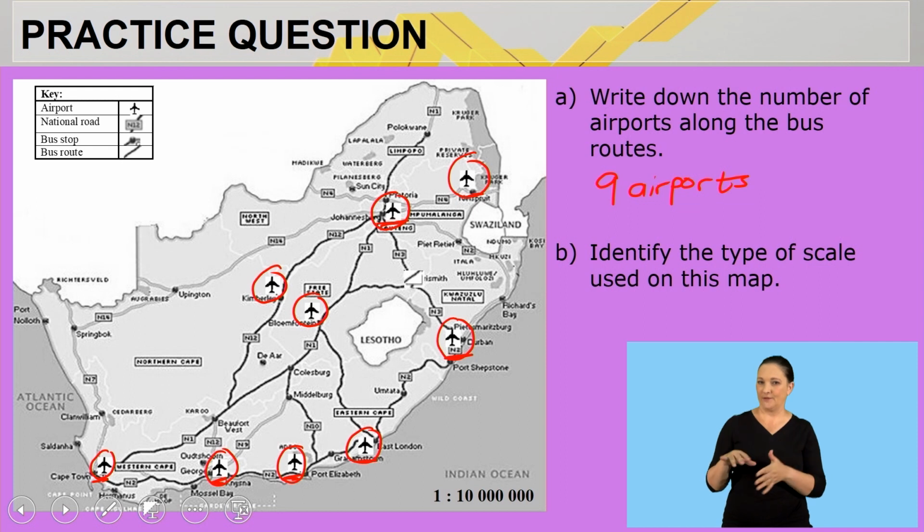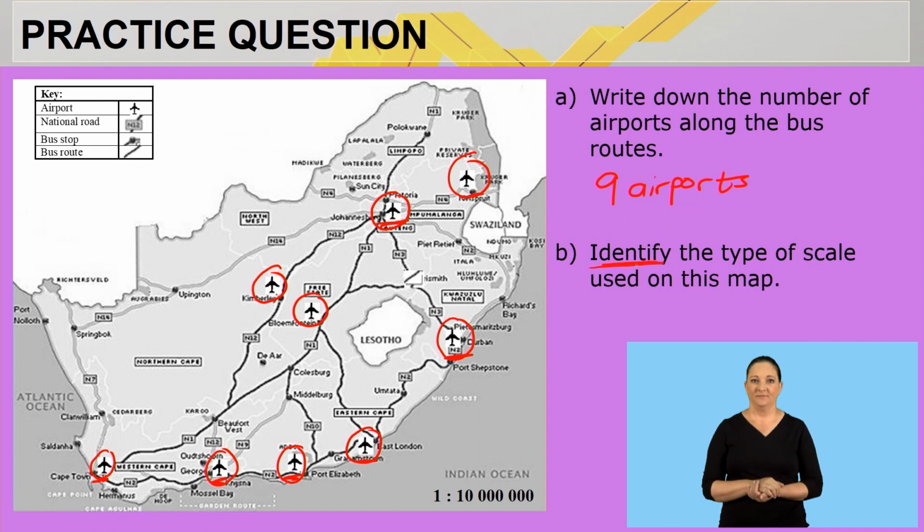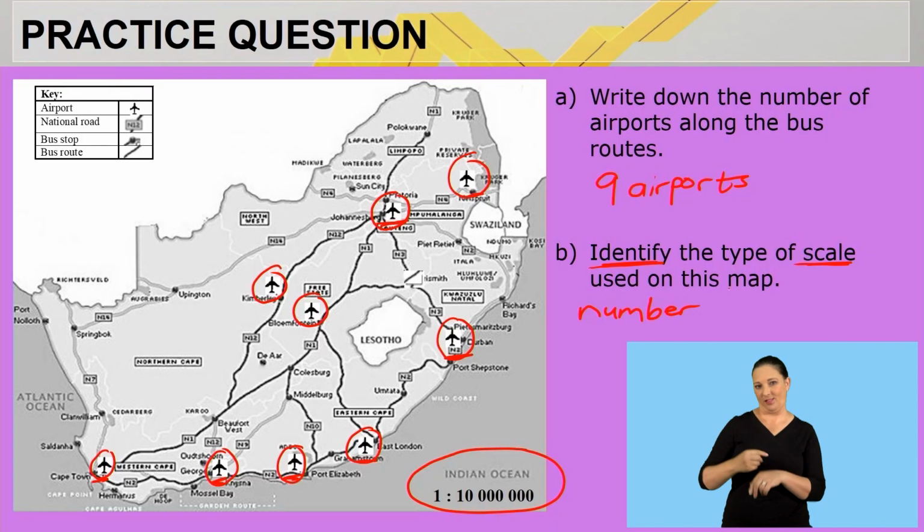I will now look at question B. It says identify the type of scale used on this map. Remember in the first slide, I pointed out that here's our scale. So what type of scale is this? This we call a number scale. Remember, we normally work with a number scale and a bar scale, but in this case, it's a number scale.